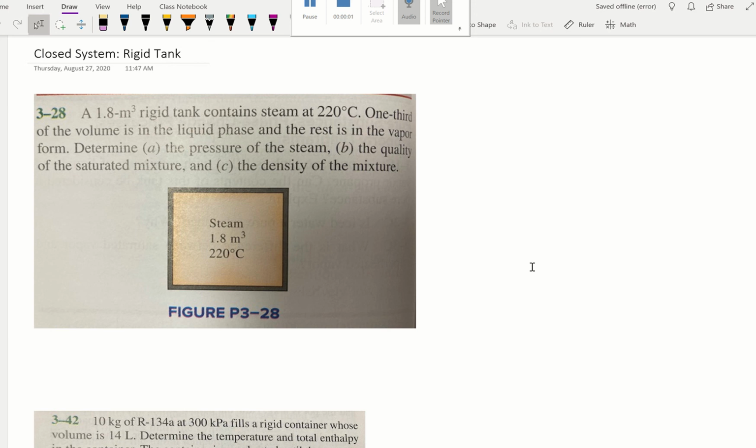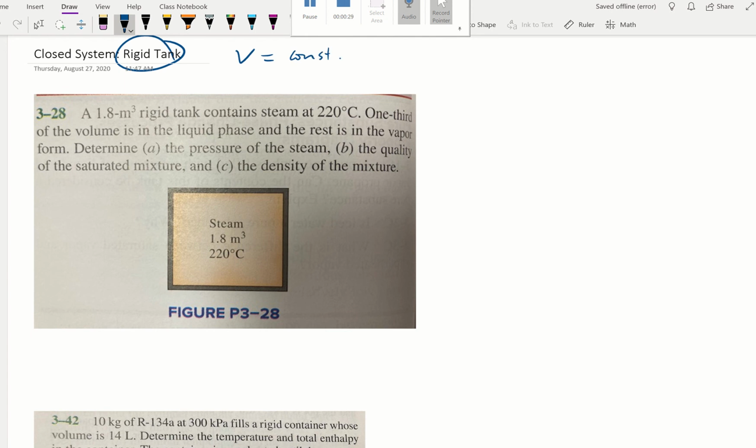Hi, in this video we're going to look at tables, and also you're going to see more word problems. We're going to particularly look at a closed system, where there's no mass transfer but there's an energy transfer, and we're going to look at a rigid tank. Rigid tank means the volume stays constant.